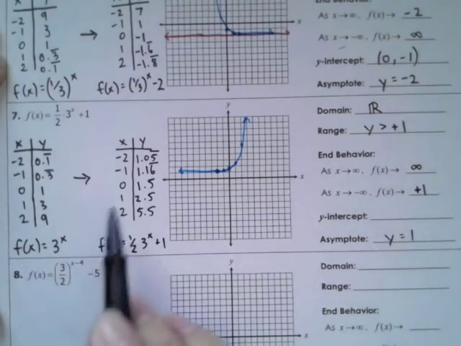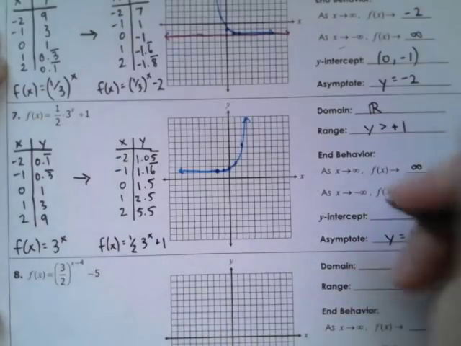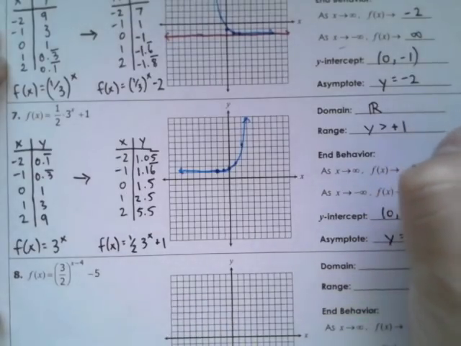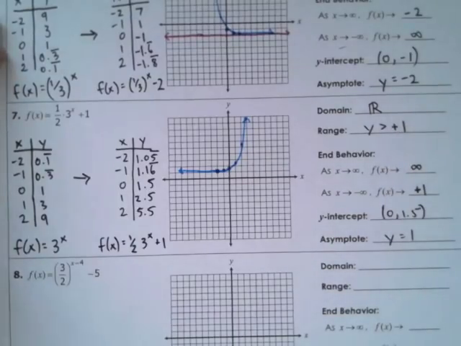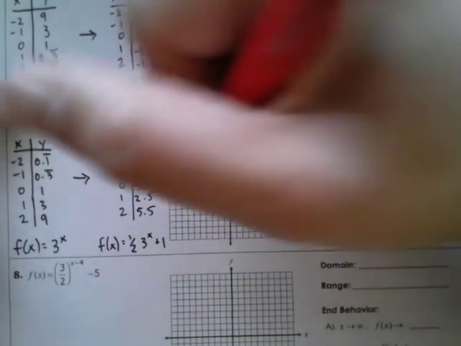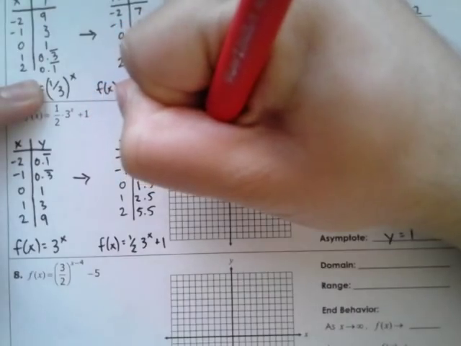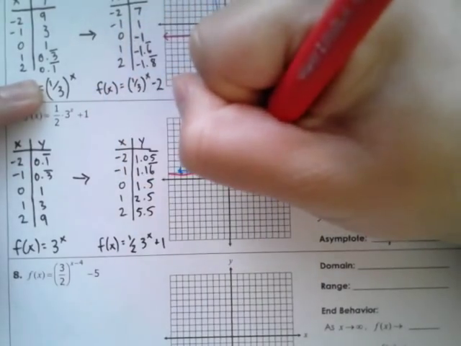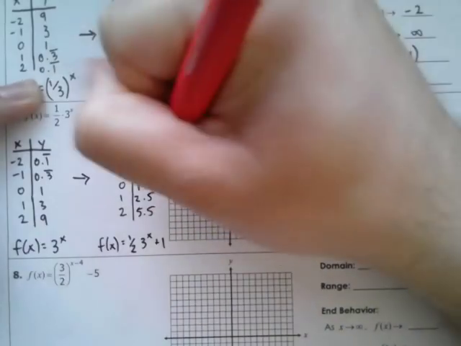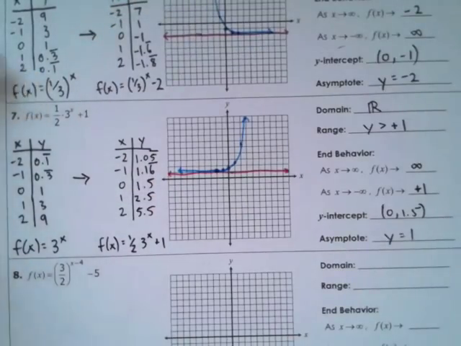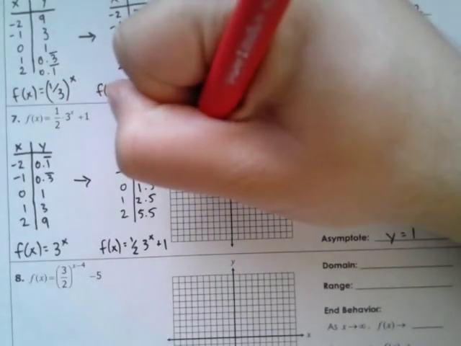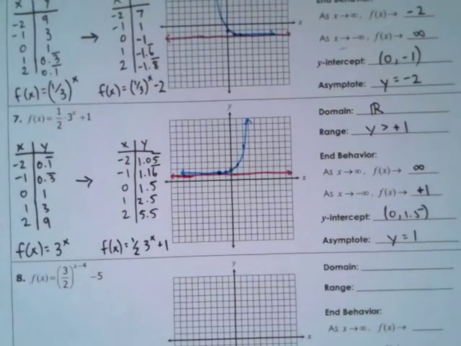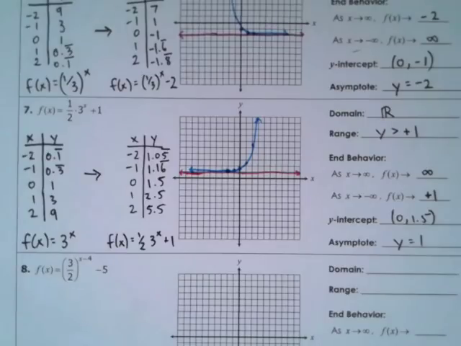And then my y-intercept, I can see from my table, it's at 0, 1.5. I can also here just draw my asymptote so it's easier to see that that's the line. Oops, doesn't look too straight here. That's the line that this function is going to get closer and closer to, but not cross ever.